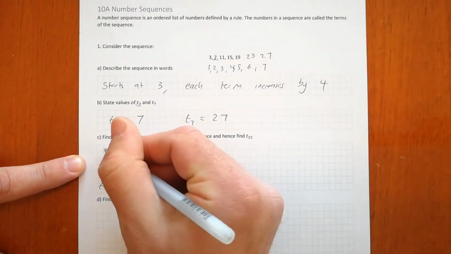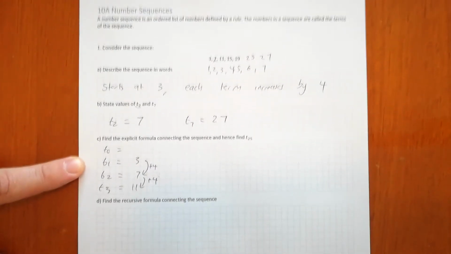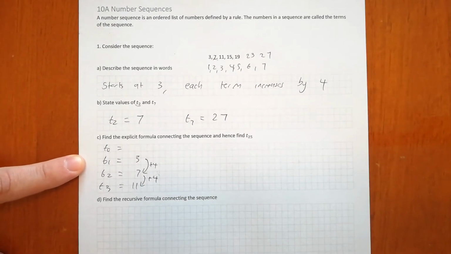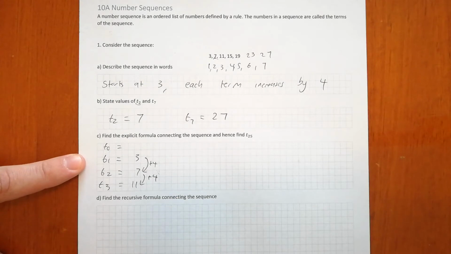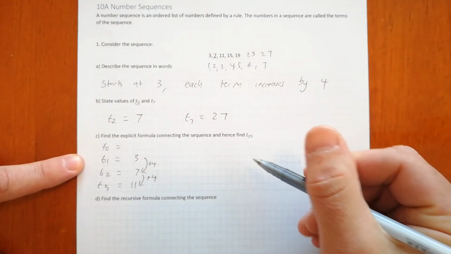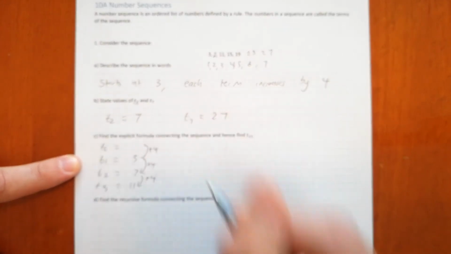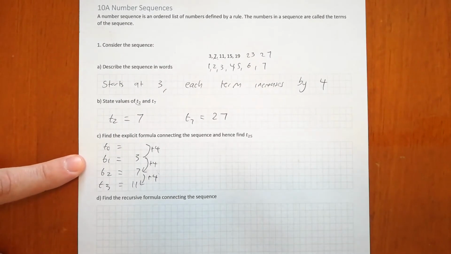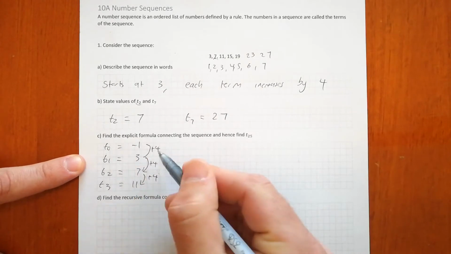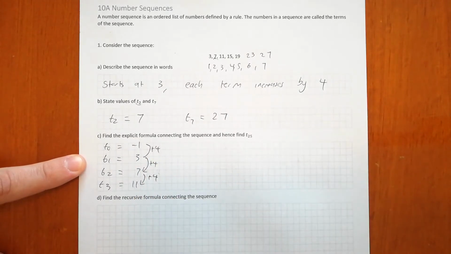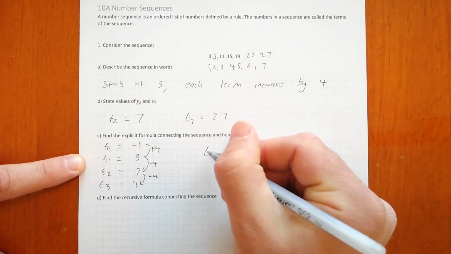Now what we're going to need to do is find out, well, what is T0? What is the 0th term of this sequence? And so what did we add 4 to get 3? And the answer is -1. -1 plus 4 will give you 3. So now we can come up with the rule.